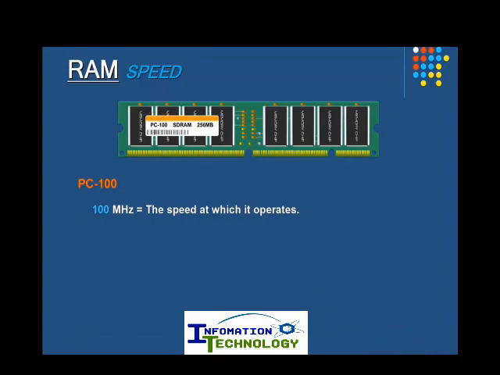And since SDRAM only comes in 64-bit modules, it has an 8-byte wide bus, because 64 divided by 8 equals 8. So to figure out the total bandwidth of PC100, you multiply 100 megahertz times 8 bytes, which equals 800 megabytes per second. So the total bandwidth of PC100 equals 800 megabytes per second.